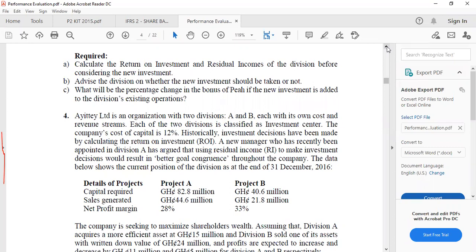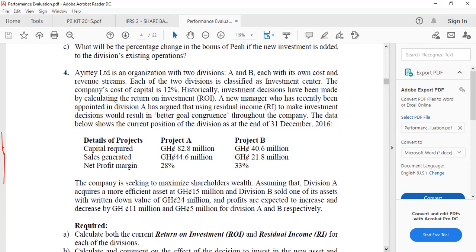So, details of projects, we have project A, project B. Capital required under project A is 82.8 million. Project B is 40.6 million. And then sales generated is 44.6 million, and then for project B, we have 21.8 million. Net profit margin under project A, we have 28%. Under project B, we have 33%.